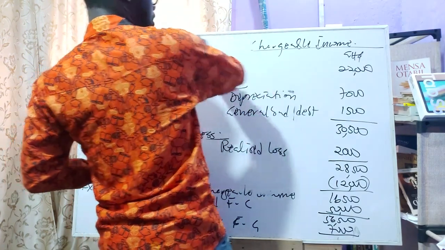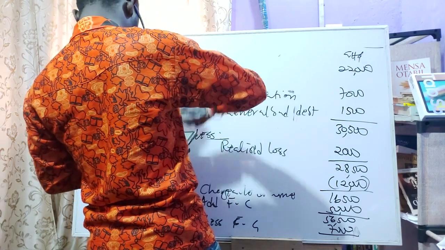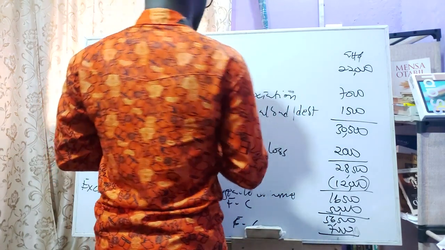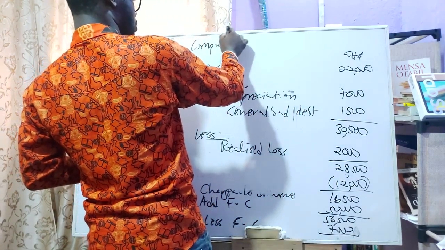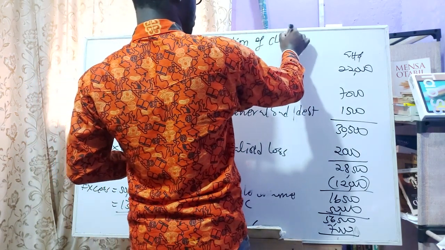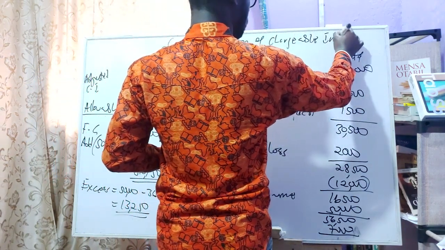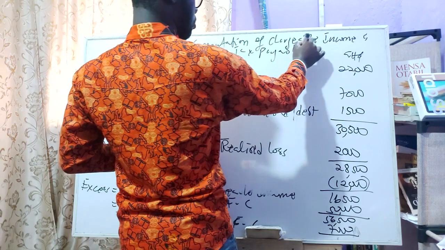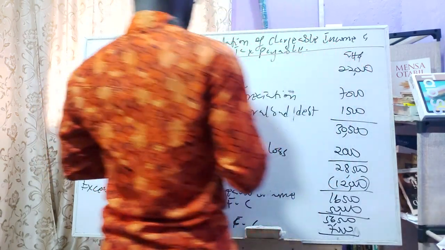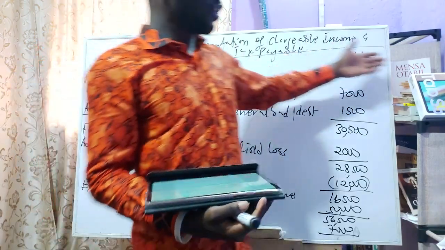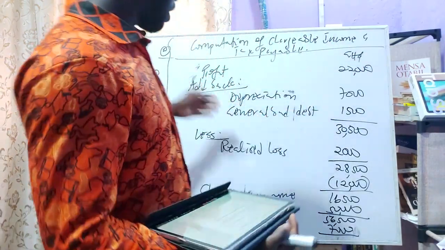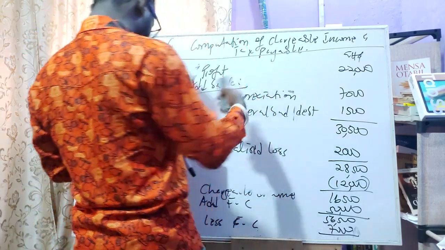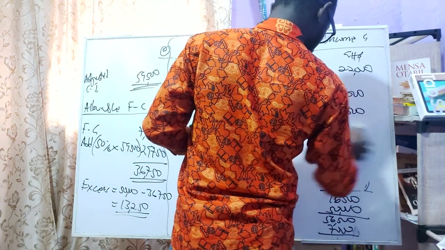So the heading here is tax payable. Computation of chargeable income and tax payable. So the profit will be brought, the depreciation added back, general bad debt added back. Then we're going to be adding back as well the finance cost.